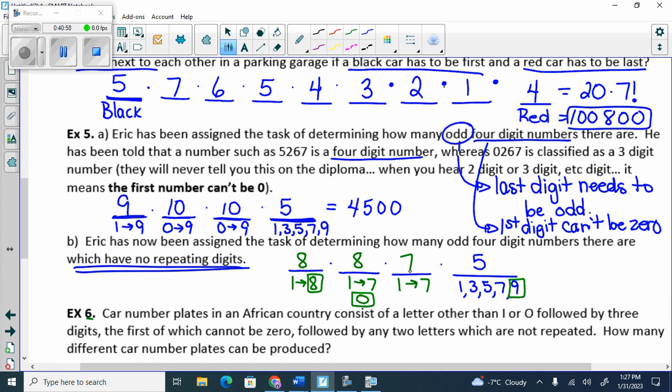So I used to have 4,500 odd 4-digit numbers in the entire universe. That's the maximum amount I could have. And when I take out the repetitions, I have 2,204. So it knocks it down quite a bit, and it should, right? You're taking out every repetition.